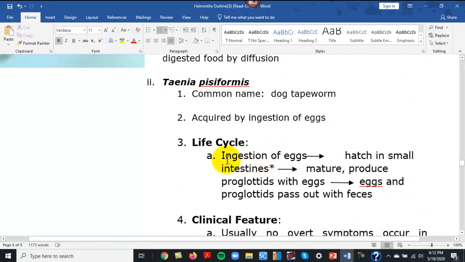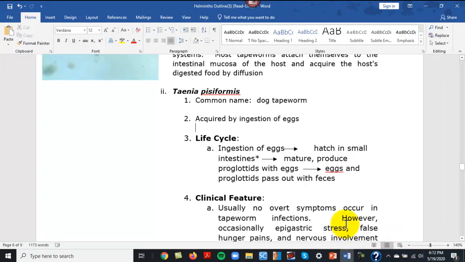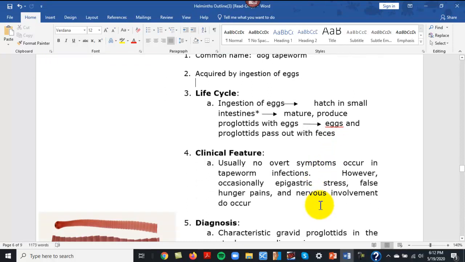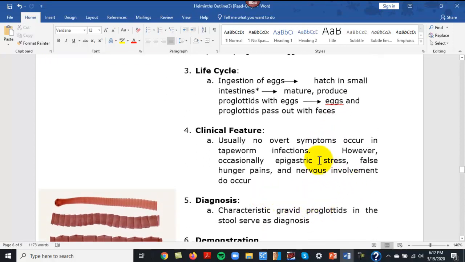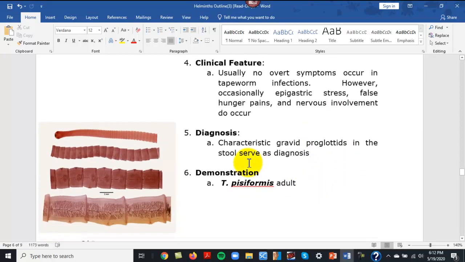The life cycle, that's interesting. Oh, I got it. It's super big. My bad. So, eggs hatch in the small intestines. They mature, produce proglottids with the eggs. The eggs and the proglottids pass out with the feces. And usually no symptoms, but if they get big enough, they'll cause a blockage or they'll cause nervous system involvement, because basically you have a second nervous system in the gut area. Diagnosis: gravid proglottids. Bags of eggs. Gravid proglottids, and they're passed with the feces. That's how you diagnose somebody.